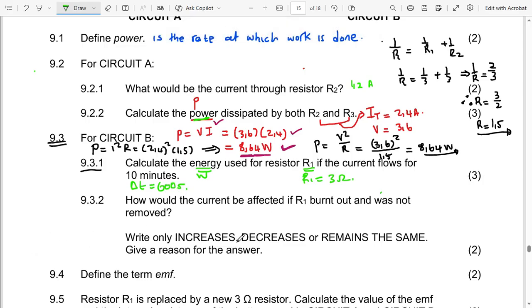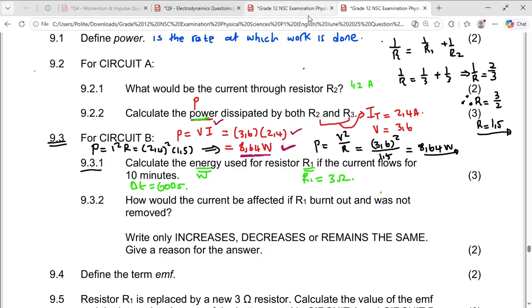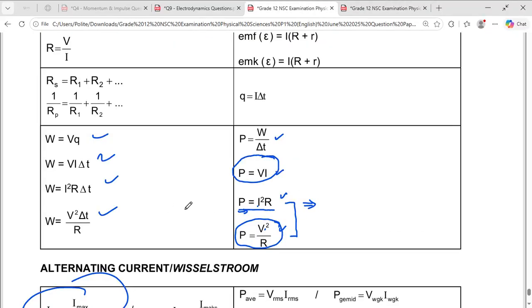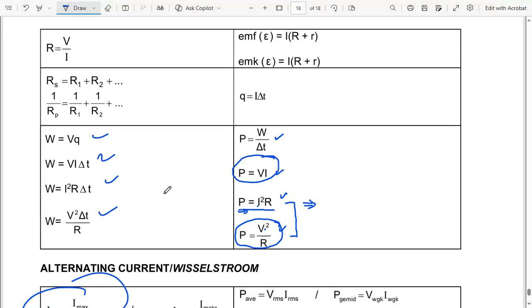Then I have the resistor, I have delta T. Let me go and look at my formulas. I have the resistor, I have delta T, and then which formula will work? Let me start with the first one. This one won't work because I don't have the charge there. And then looking at the next one, I have the voltage, I have the current, I have delta T. So this one can work.